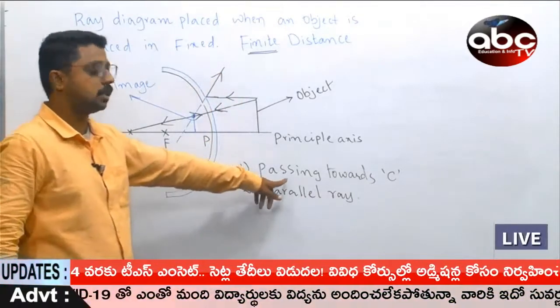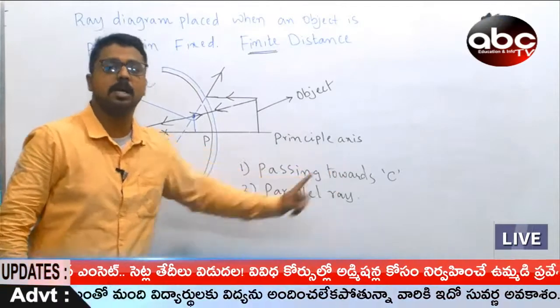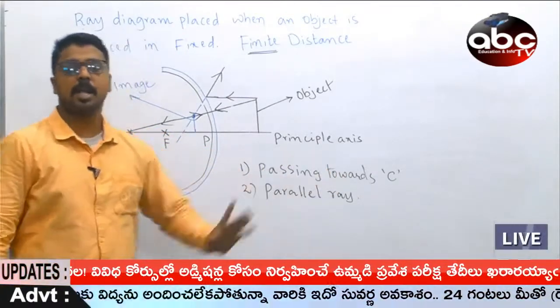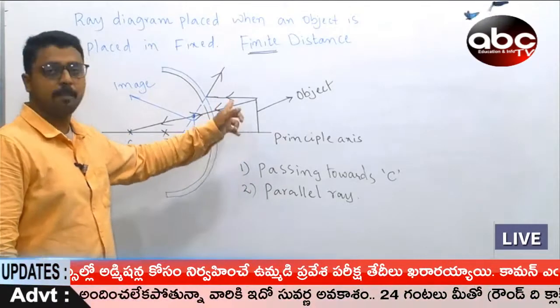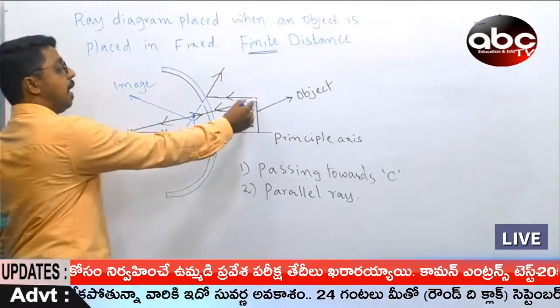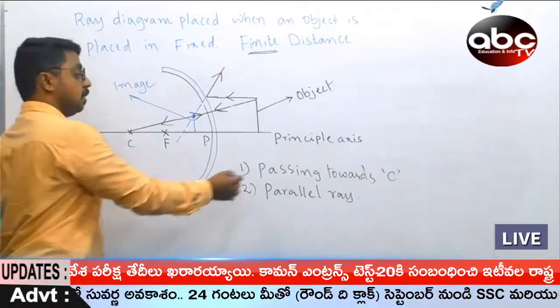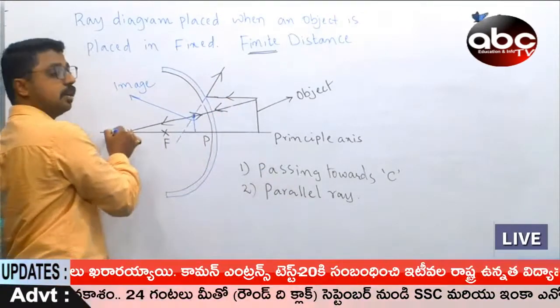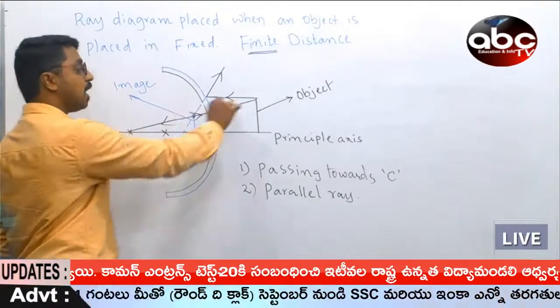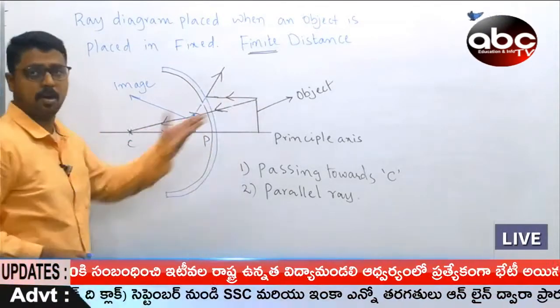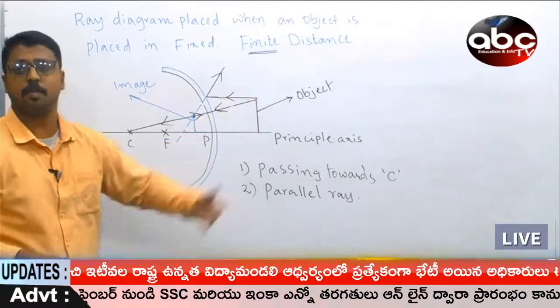The first ray is the one which is passing towards the center of curvature. The second ray is the parallel ray, parallel to the principal axis. Naturally, the parallel ray diverges away from the mirror, whereas the ray passing towards the center of curvature is naturally deflected 180 degrees. As usual, it bends back in the same path but in the opposite direction.